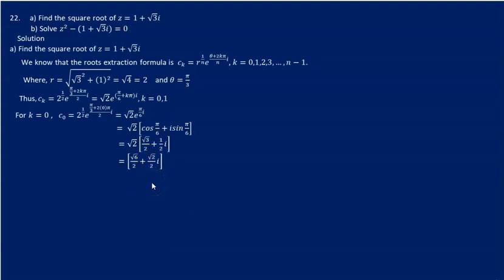Again, with radical 6 over 2 plus radical 2 over 2i, you will obtain that to be 1 plus radical 3i. It is in this way that you need to recheck. So one possible root is obtained. What about the other? We can have that one.